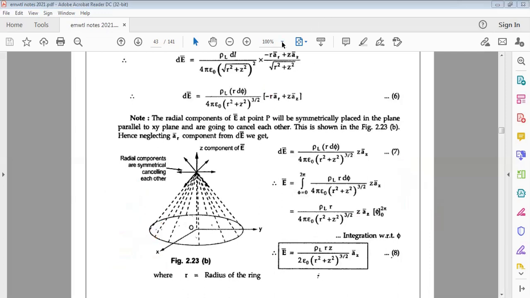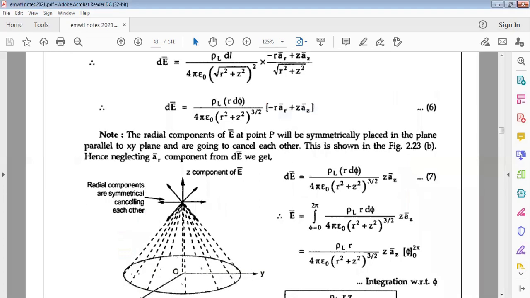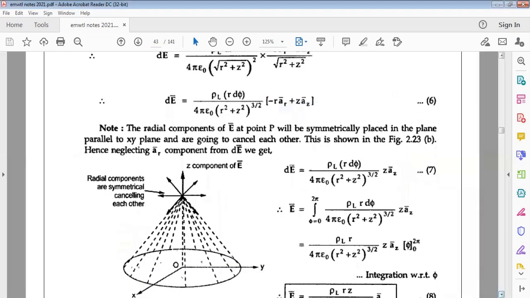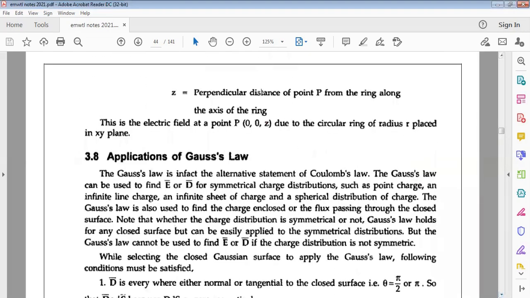So Z is the perpendicular distance of point P from the ring along the axis of the ring. This is the electric field at a point P (0, 0, Z) due to a circular ring of radius R placed in the XY plane. Got it? That is the second application.